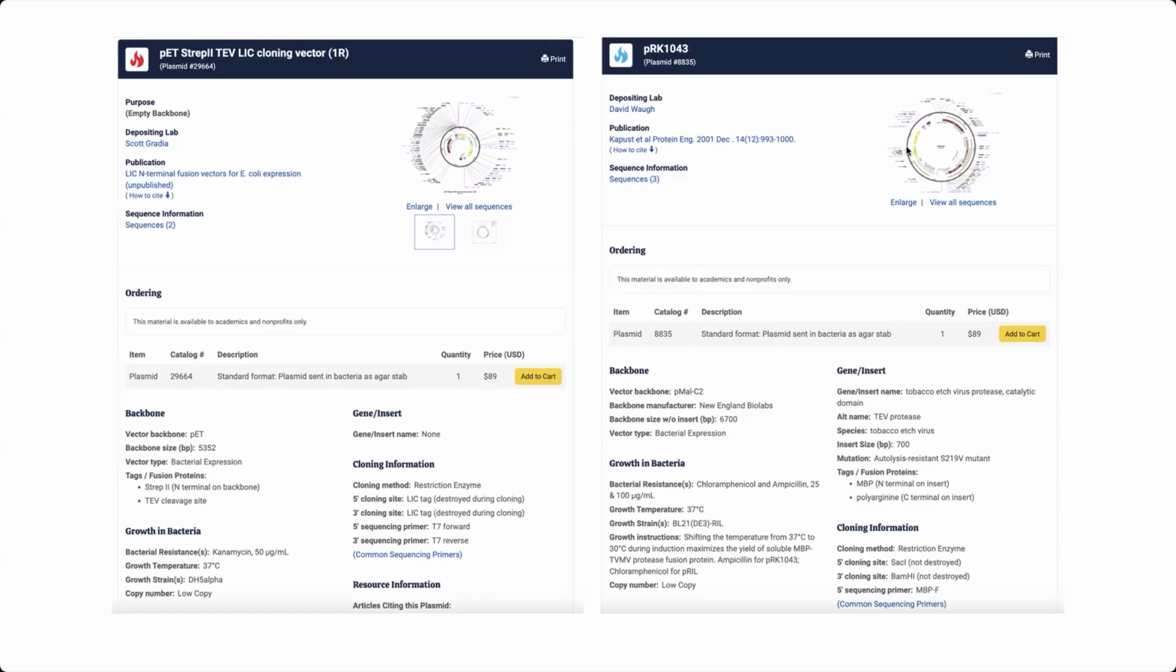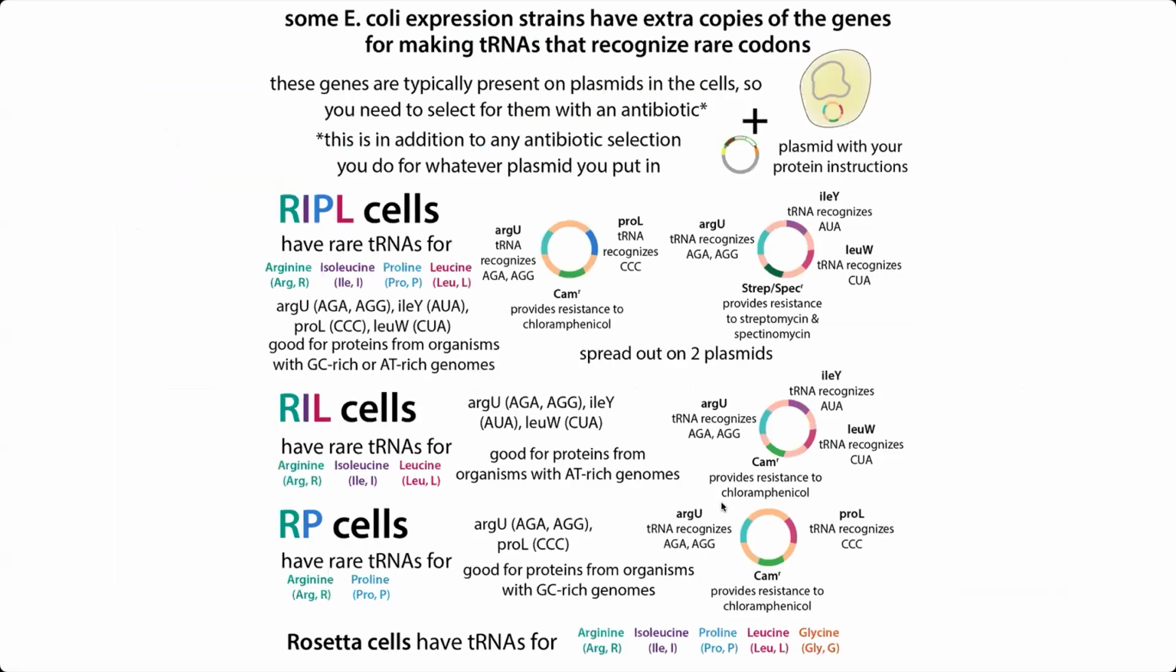You might be confused about this, but it's actually that the second antibiotic is needed because of the type of cells that the plasmid is coming to you in. A common example of this are things like RIL strains of BL21. In these cells, the bacteria have an extra plasmid in them already before that plasmid that you ordered was put in there. And this extra plasmid has the instructions for making extra copies of rare tRNAs.